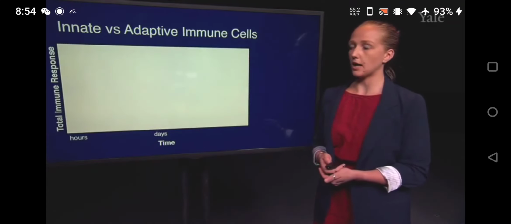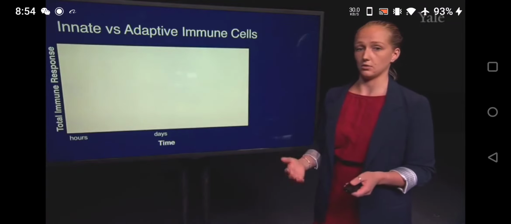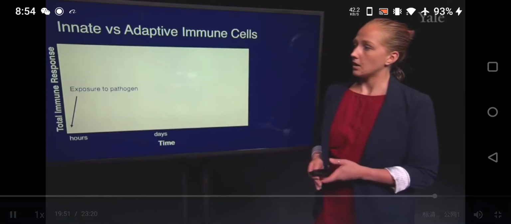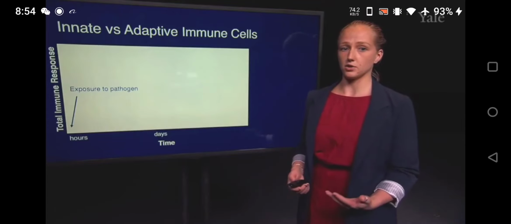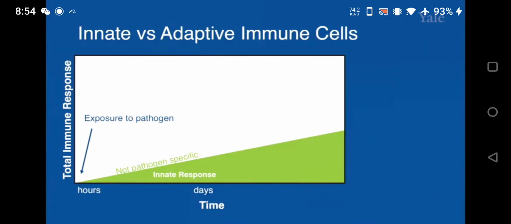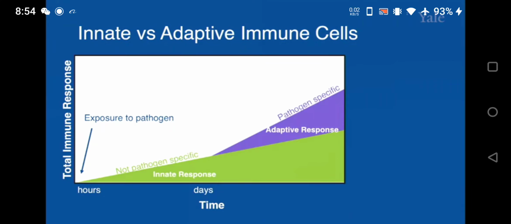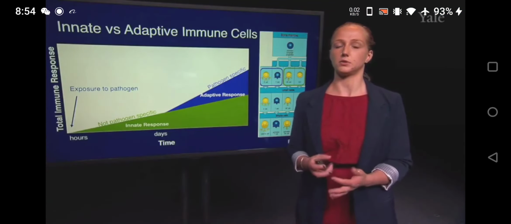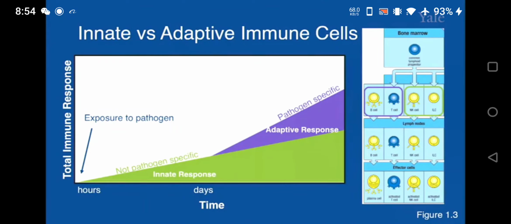Now, if we look at the immune response in general, plotted against time and the total immune response, after an exposure to a specific pathogen, there is a not pathogen-specific innate immune response that is launched against that pathogen. However, after a few days, there is the induction of a highly specific adaptive immune response. Now, this portion of the immune response, the adaptive immune response, is carried out predominantly by two major cell types, our B cells and our T cells, and these are also called our lymphocytes.